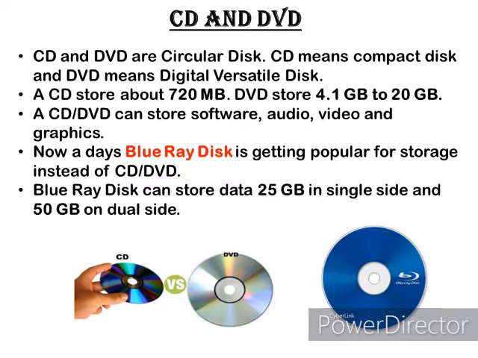Next is the CD and DVD. CDs are circular disks. CD means compact disk and DVD means digital versatile disk. A CD stores about 720 MB and a DVD can store 4.1 GB to 20 GB. A CD or DVD can store software, audio, video and graphics. But nowadays Blu-ray disc is getting popular for storage instead of CD or DVD, because a Blu-ray disc can store 25 GB on a single side and 50 GB on a dual side. This is the CD and DVD and this is the Blu-ray disc.